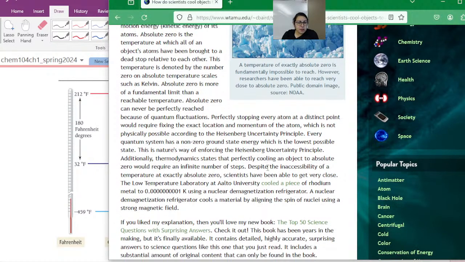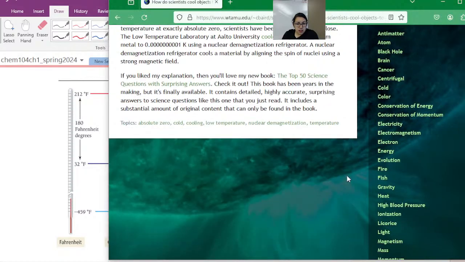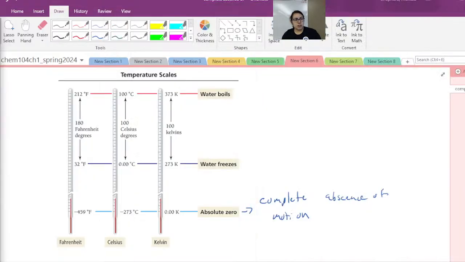And so this one highlights Aalto University. They cooled rhodium metal down to almost 0, so that's really, really close, and that's kind of cool. If you want to look into it, I would definitely suggest Googling around and seeing where the research stands on that. Of course, they're trying to get closer and closer to absolute 0.